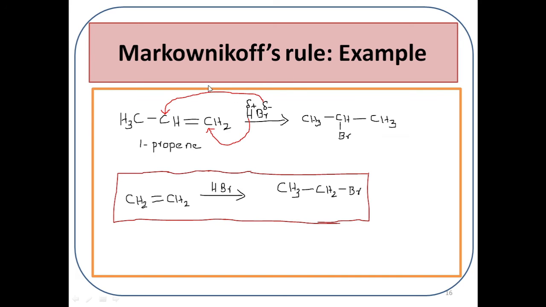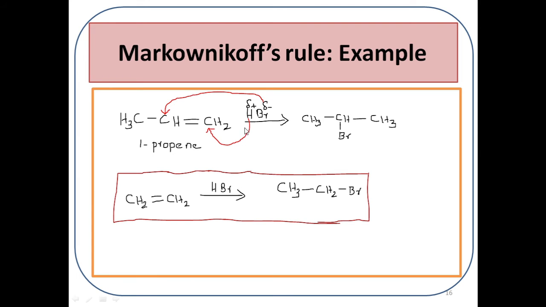And this we will see as an example. See, hydrogen bromide is an unsymmetrical reagent, and 1-propene is an unsymmetrical alkene, unsymmetrical in the sense that you cannot cut this alkene into two equal parts. But on the other hand, ethylene could be cut into two exact pieces. Therefore, we say that ethylene is a symmetrical alkene, while propene is an unsymmetrical alkene. So Markovnikov's rule holds only with the unsymmetrical alkene.